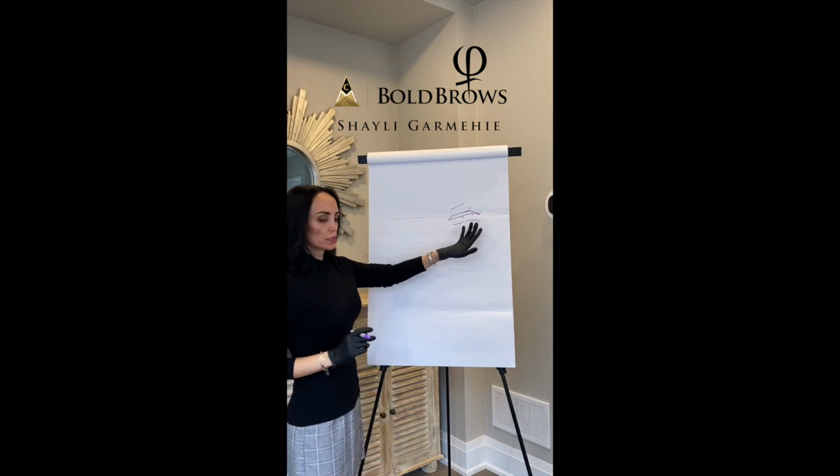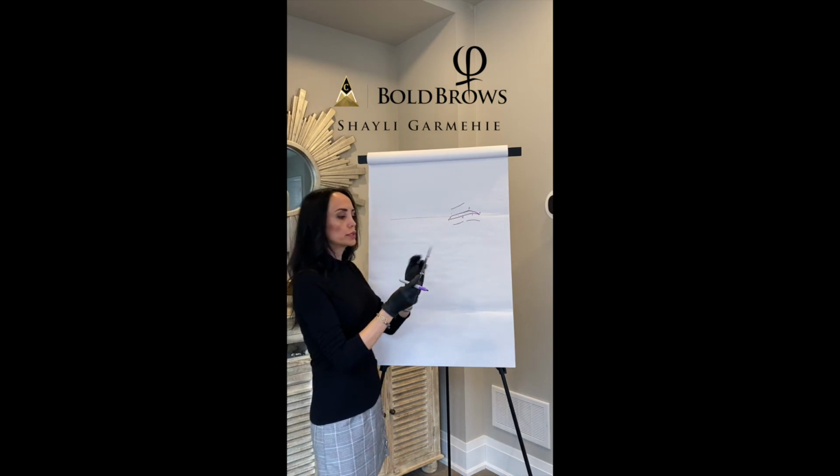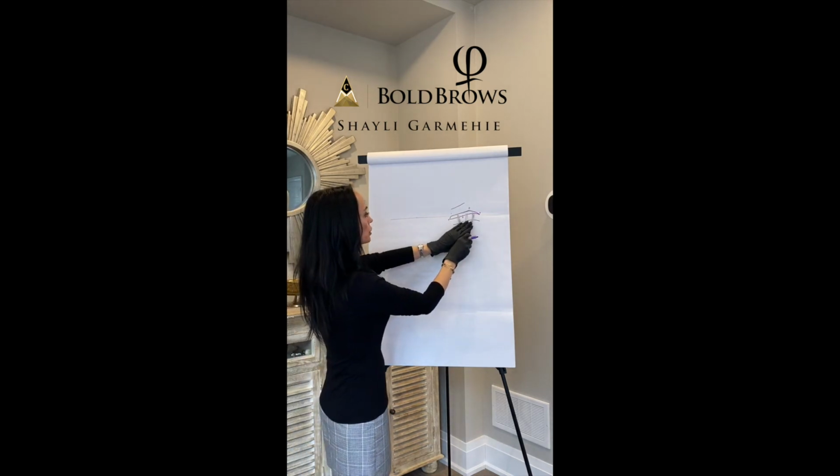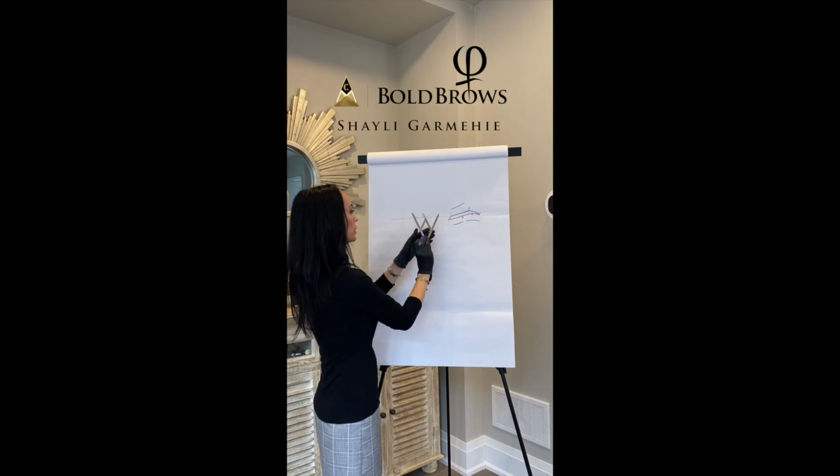So this is one side. To find the other side, you can use the same measurements, 1 and 3. You keep the same measurements, you're not changing it, and then flip it, put it on the other side.